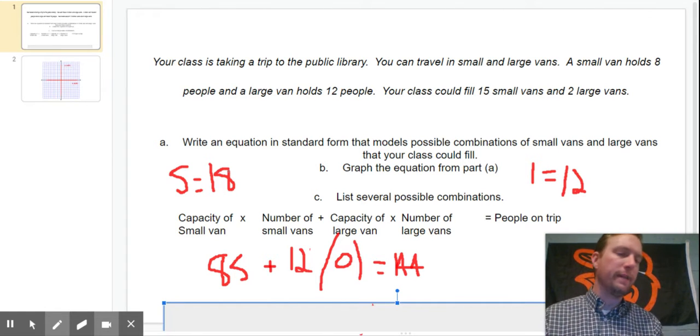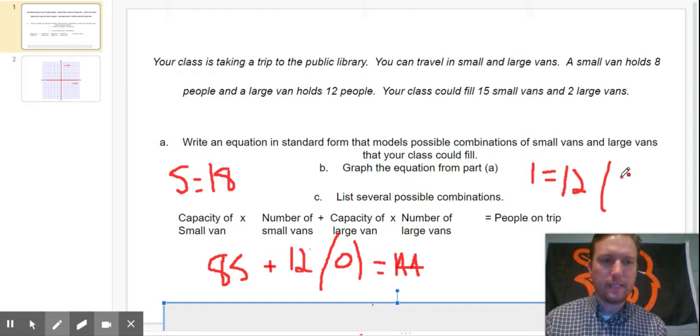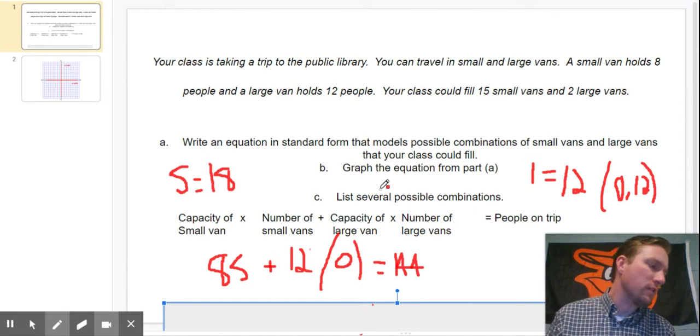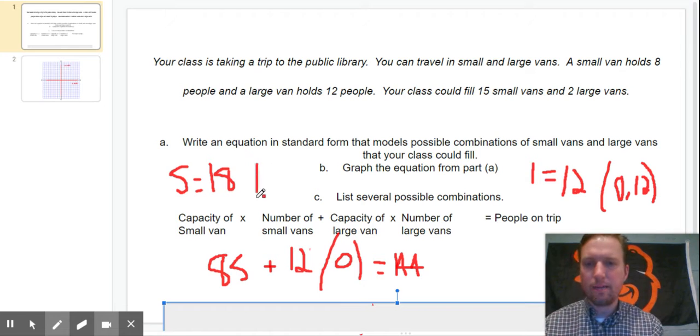The first point would be 0, 12. We're going to take the 12, and so it would be 0, 12, and we're going to graph it. And the other coordinates would be, that's right, 18, 0. Okay, and we're going to go to our graph and graph it up.